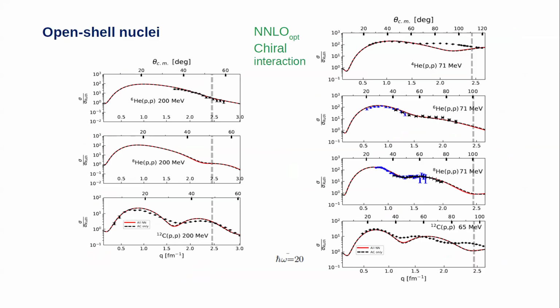It's good. There are no data. I think there are data, but they have never been analyzed. This is carbon at 200. And then the helium experiments at RIKEN were done at 71 MeV. So we computed at 71 MeV.